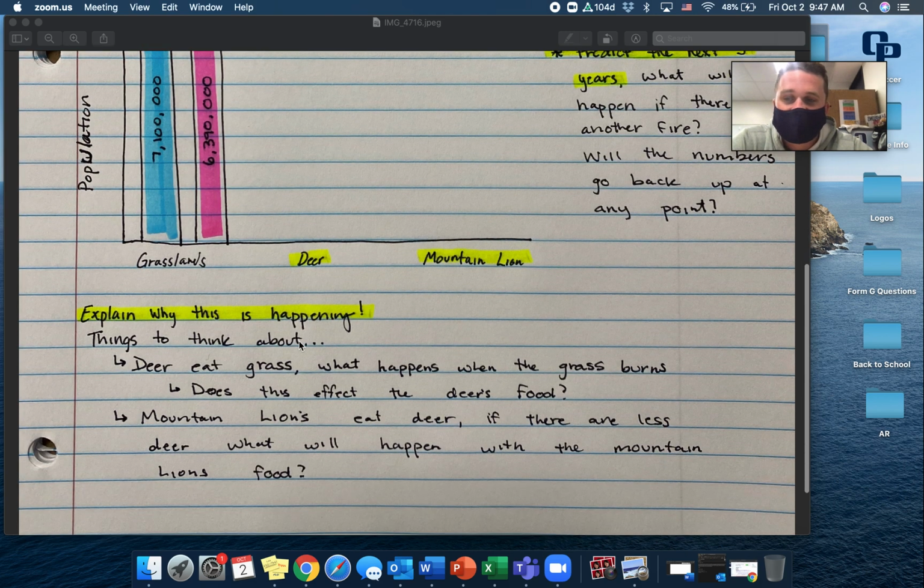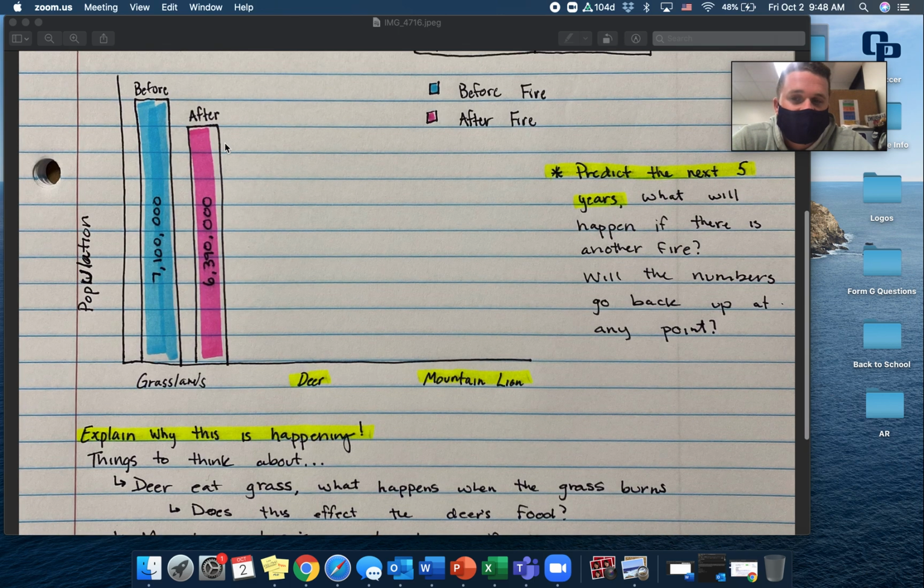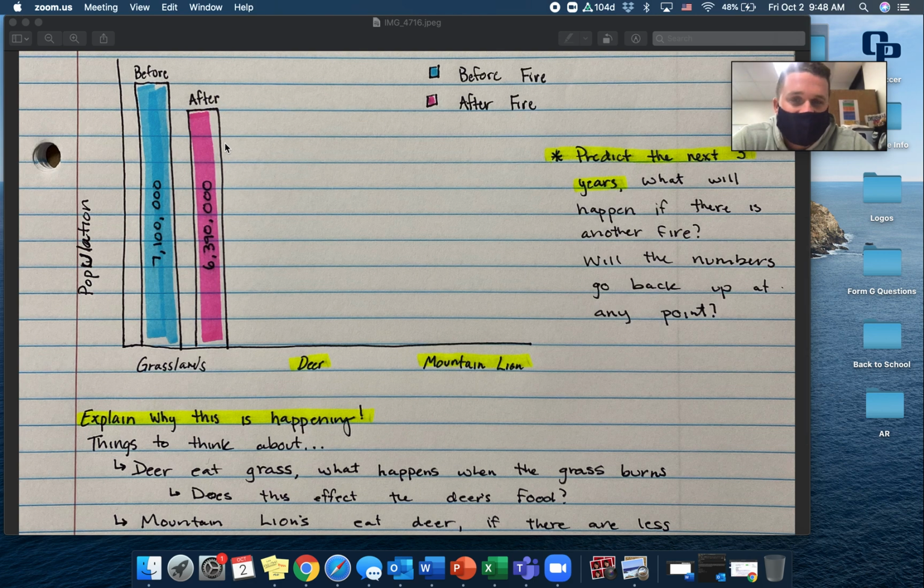And that brings me to my last point. You're also going to explain what's happening in the graph. So kind of what I talked about. The deer eats the grass, right? So if there's less grass, there's less food for the deer. If there's less food for the deer, some of them are going to starve and some of them are going to die. In return, the mountain lion eats the deer. If we have fewer deer, if the deer are dying off because they're getting hungry, you'd think the mountain lions would do the same thing because there's less deer to eat. So explain your graph and explain why you think that trend goes down.